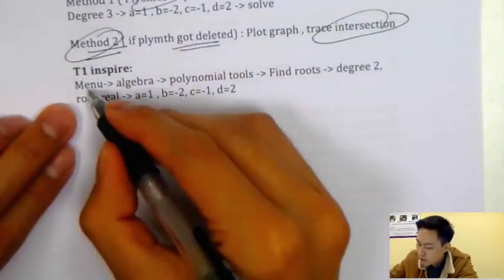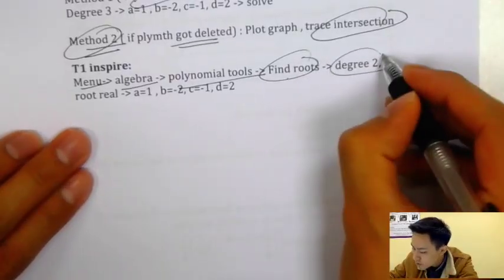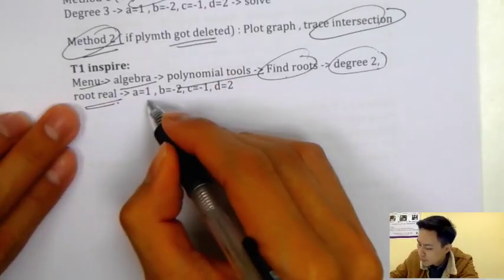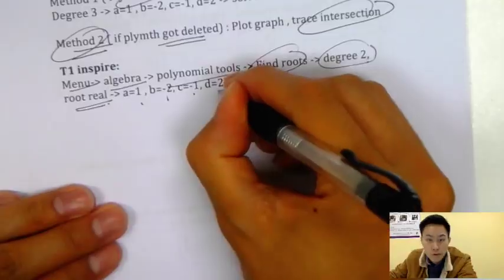And then for TI-Nspire, you go to menu and then algebra, polynomial tools, find roots. Yeah. And then degree, you choose degree 3. And the root is real, okay, real roots. And then type in A equals 1, B equals -2, C equals -1, D equals 2. Okay, that is all these values, and then you get the answer.